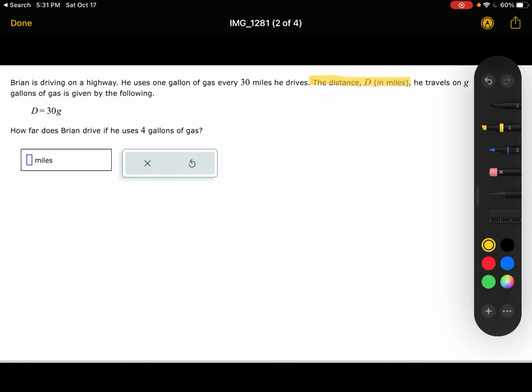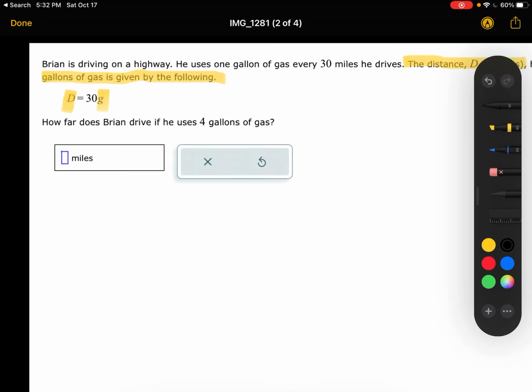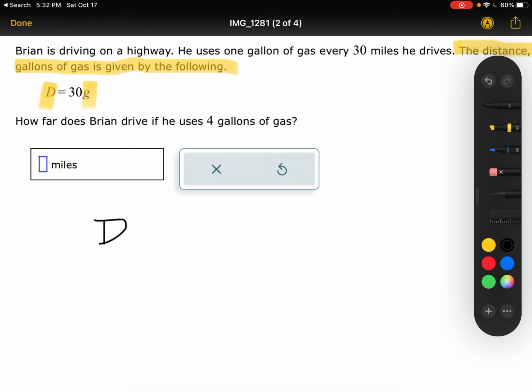The distance d in miles he travels on g gallons of gas is given by the following. So you need to know that d stands for distance and g stands for gallons of gas. Essentially, that's all you need. The rest of this is like a little fun story. Not really fun, but whatever. So if you look at this, you say d equals 30g.